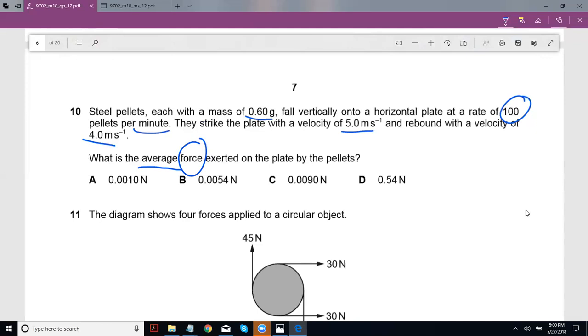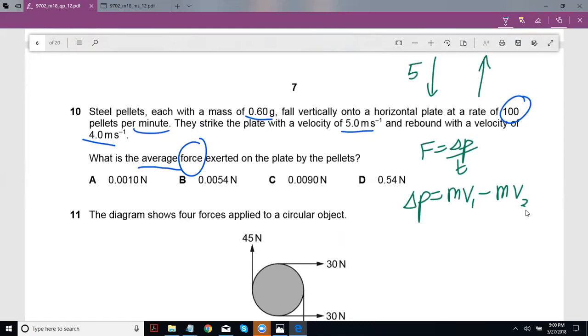Okay, so we will find the change in momentum. Force is your rate of change in momentum, so let's figure out the change in momentum. That's going to be m(v1 minus v2), where v1 is basically how they're striking, so that's 5, and v2 is how they're going.